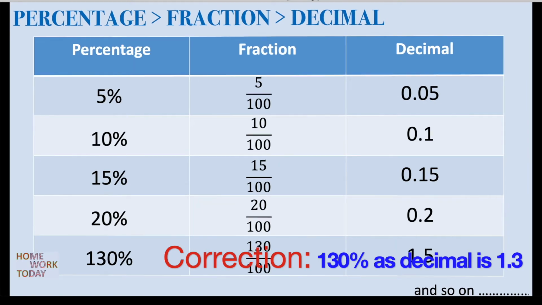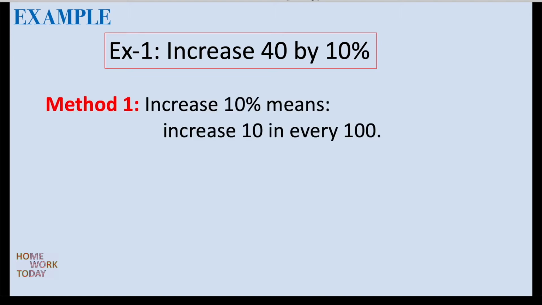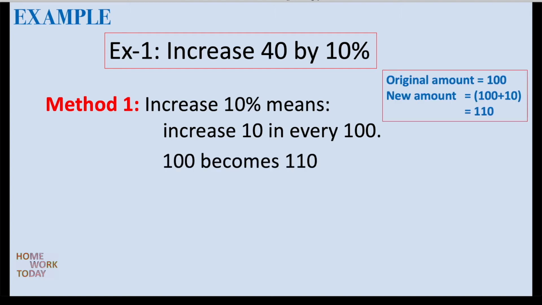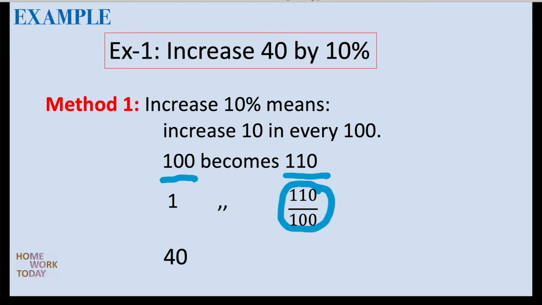Let's see an example. So we will increase 40 by 10%. We'll use method 1. Increase 10% means increase 10 in every 100. So 100 becomes 110. So original amount is 100, new amount will be 110. 1 becomes 110 over 100, and 40 becomes 110 multiplied by 40 divided by 100.